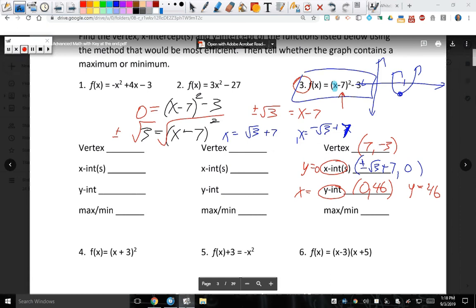Does it have a min or does it have a max? It has a minimum. Now listen, what is the minimum? Negative 3. Okay, don't put 7. Don't put 7, negative 3. What is the max or min? Just negative 3. What if I said, where is the minimum? What would you say? 7. Or x equals 7. Okay?